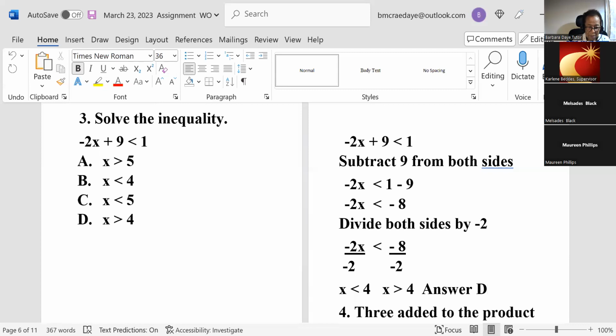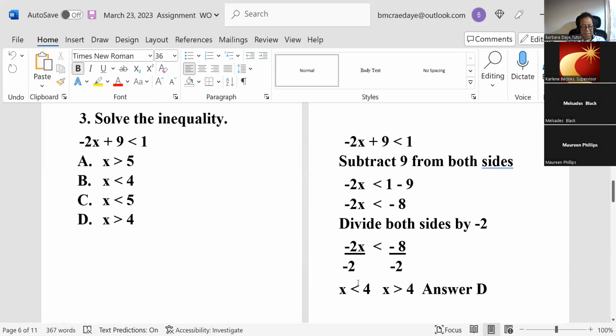Now, Sadie, you got that? I almost had that answer, but I just guessed it. Let me see your answer sheet, Miss Barbara. Okay, you have: A, x greater than 5; B, x less than 4; C, x less than 5; D, x greater than 4.